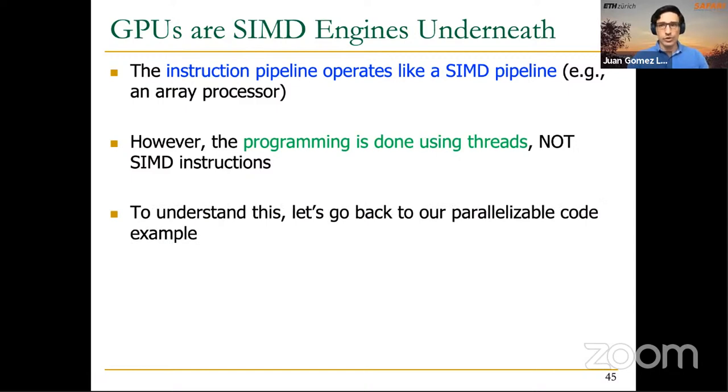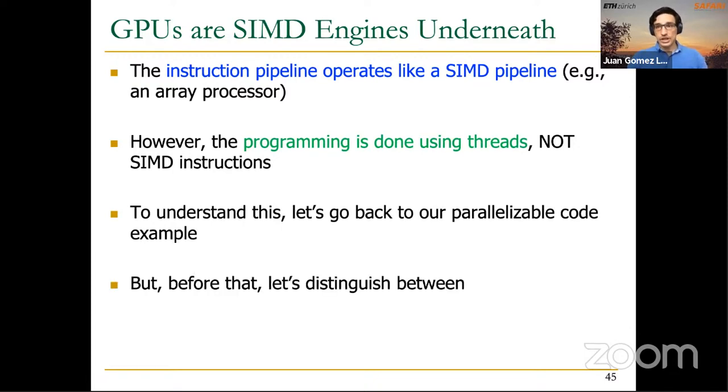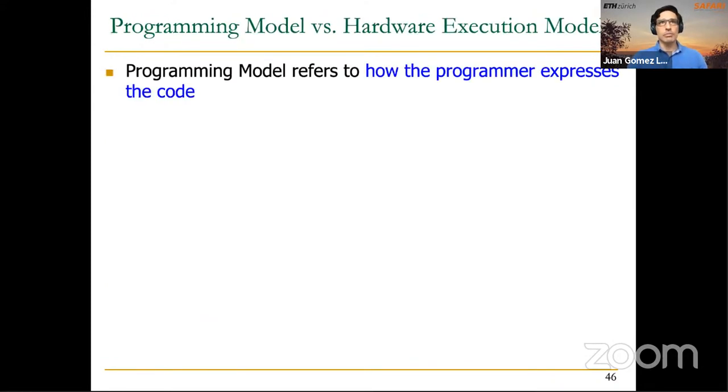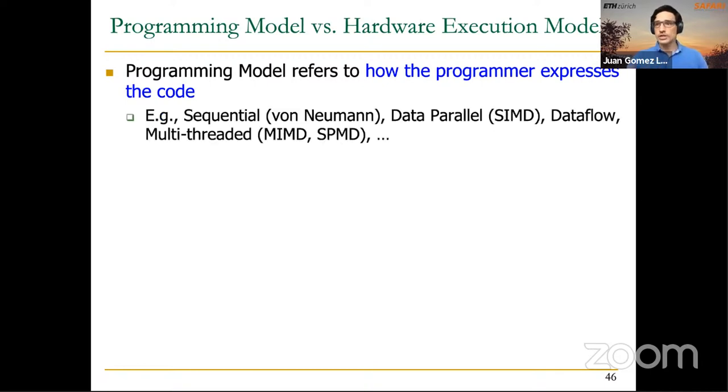And to understand this, we are going to use the same parallelizable code, the vector addition seen in a previous slide. But before that, we have to distinguish between two important concepts here. One of them is a software concept, which is the programming model. The other one is a hardware concept, which is the execution model. They are tightly related, but they are not the same. What's the programming model? The programming model refers to how the programmer expresses the code. It's like, how do I, as a programmer, write my code? I may do it in a sequential manner, following the von Neumann model.